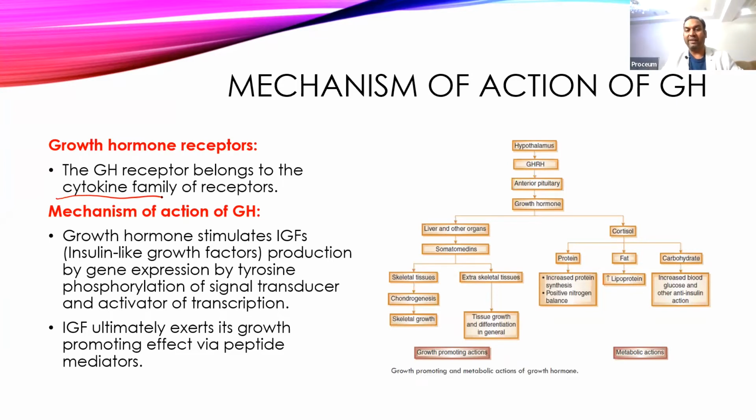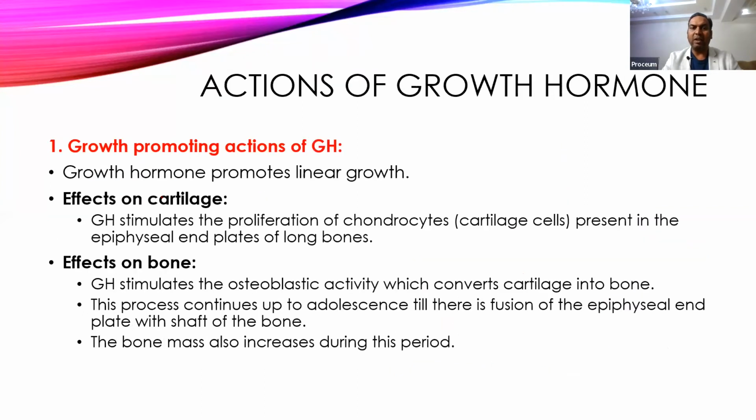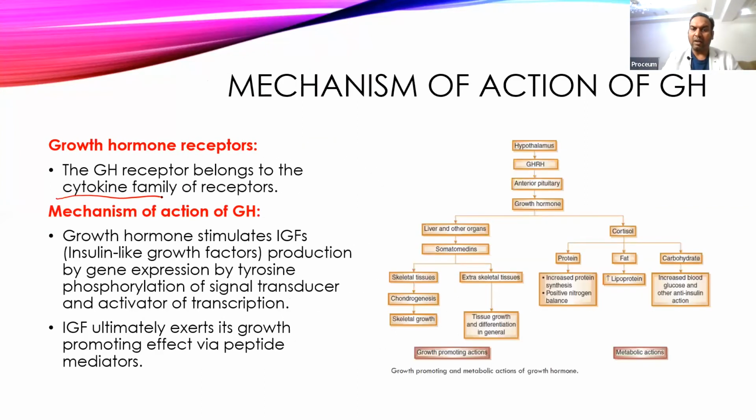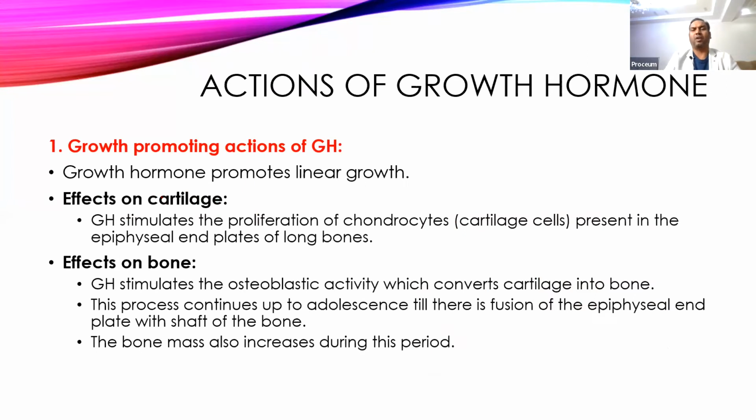And this is how they will increase chondrogenesis and also skeletal growth. Then it causes differentiation of the various cells and also multiplication of the various cells, and causes an increase in cell growth. Apart from this, it also has a metabolic effect. And this metabolic effect, like it has an effect on protein synthesis, it has an effect on fat, and it has also an effect on carbohydrate. Now, what are the actions this growth hormone does?